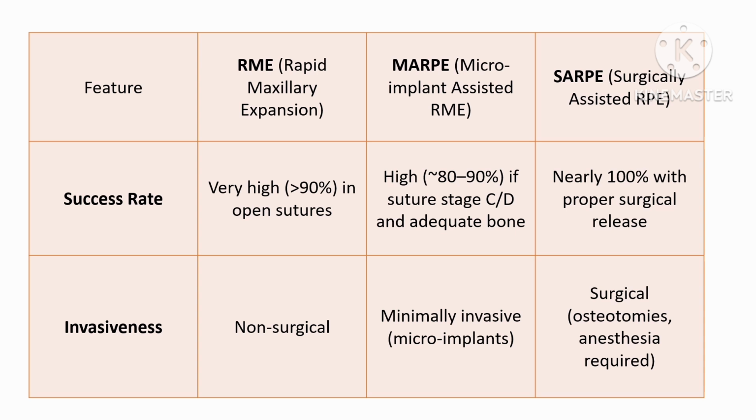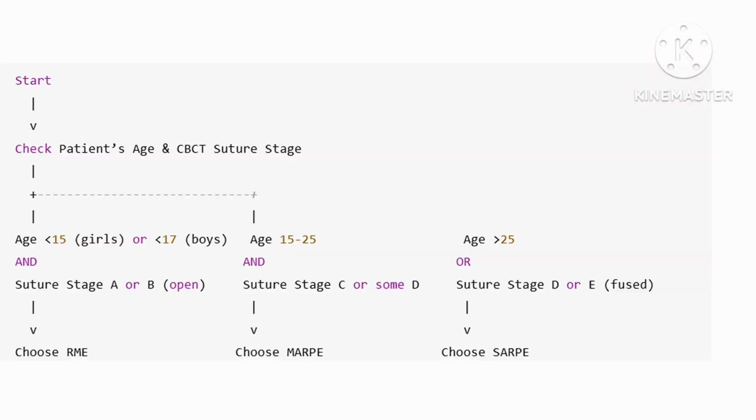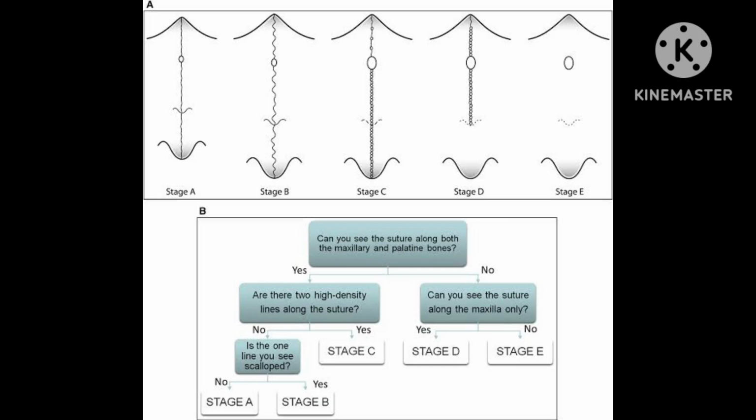So MARPE is preferred over SARPE in patients aged around 15 to 25 years whose CBCT shows the mid-palatal suture in stage C or partially fused stage D. SARPE is reserved for the older patients or those with complete stage D or stage E fusion where the suture is too resistant for non-surgical methods.